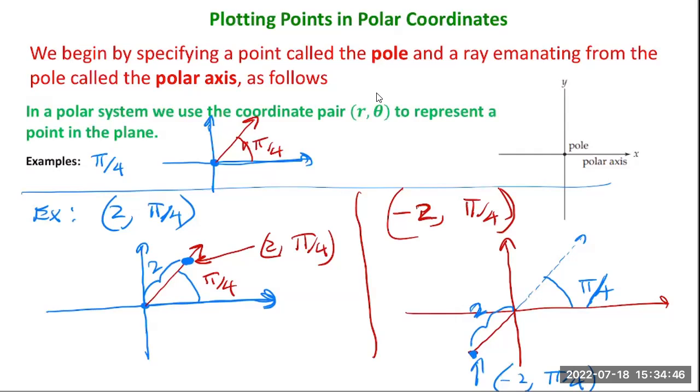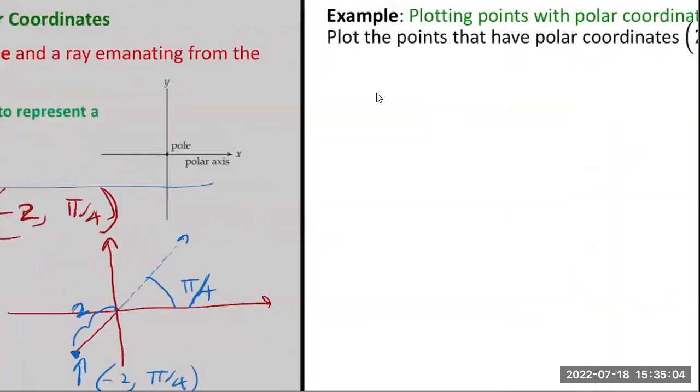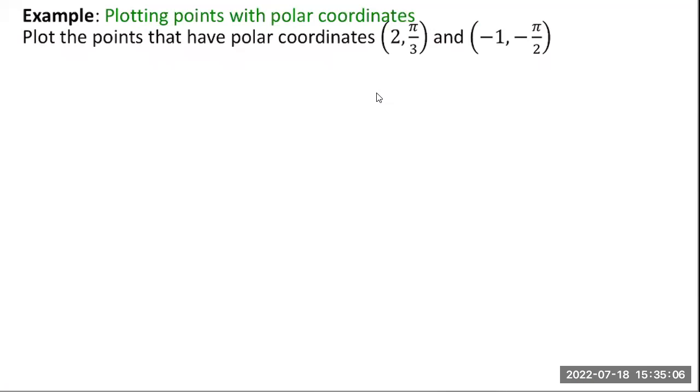Okay, as you can see, if r is negative, then you have to measure that length specified by the magnitude of that number in the opposite direction of the direction specified by the given angle. Okay, all right, let's move on and do more examples to understand this. Let's go over this example.